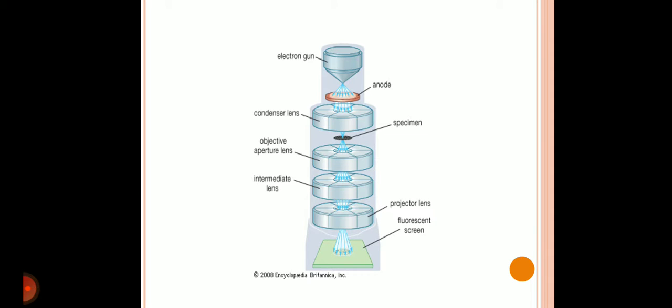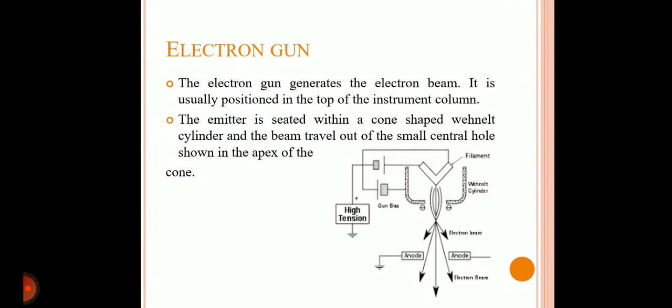Its diagram includes the electron gun, condenser lenses, objective lens, intermediate lens, projector lens, fluorescent screen, anode, and specimen. The first is the electron gun. The electron gun generates the electron beam. It is usually positioned at the top of the instrument column. The emitter is seated within a cone-shaped Wehnelt cylinder, and the beam travels out the small central hole shown at the apex of the cone.